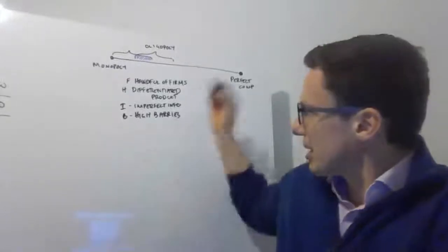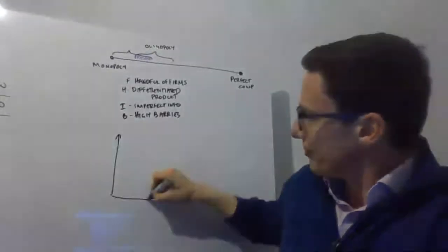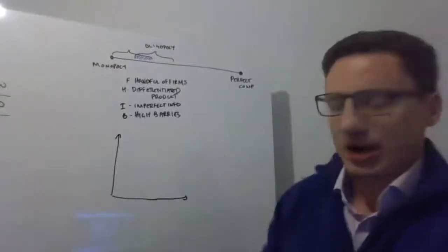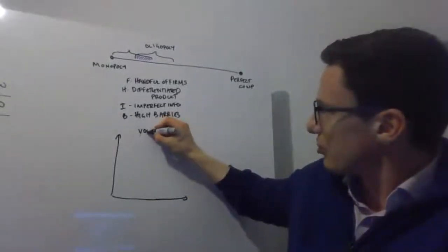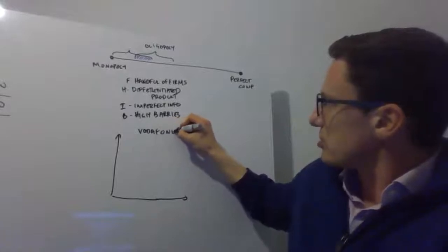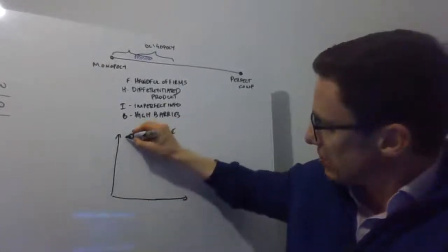So what does the market look like? Well, for any given firm, and we can call this Vodafone if we want, Vodafone's demand curve would be downward sloping.